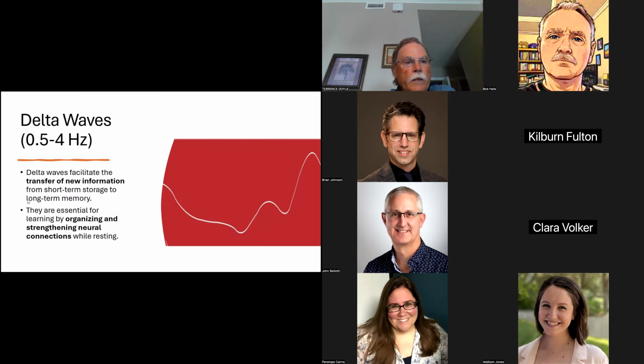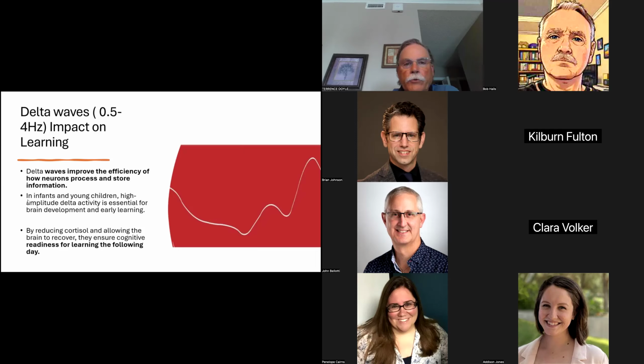We now know that it's delta waves that are playing that role in terms of assisting in the transfer of this new information from the hippocampus to the neocortex, and this happens almost entirely during our sleep. And that's where delta waves play their biggest role. They improve the efficiency of how our neurons process and store information.